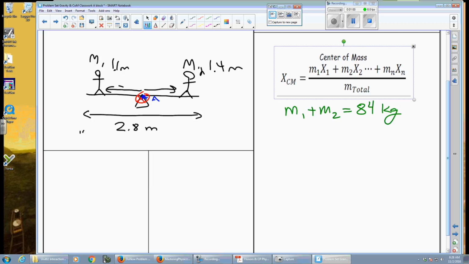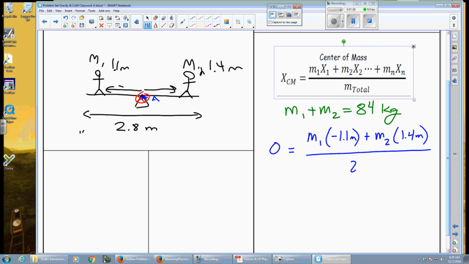So how far is my reference point from my center of mass? Or my center of mass from my reference point? 0. My mass 1 is M1. It is negative 1.1 meters from my center of mass, because I'm taking to the left to be negative. My second mass is M2, and it's positive 1.4 meters from my reference point, all over my total mass, which I know is 84 kilograms. Hey, I have 2 equations and 2 unknowns. Is it solvable? Of course it is. I just have to do a tiny bit of algebra.